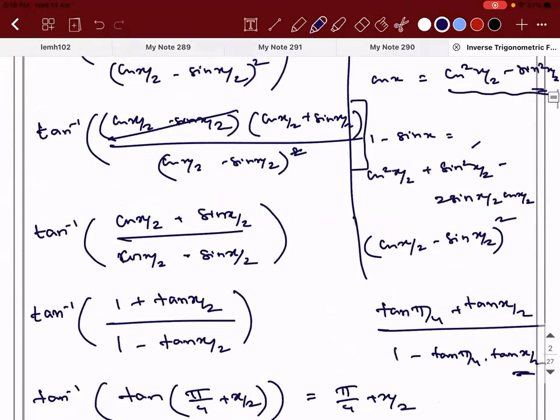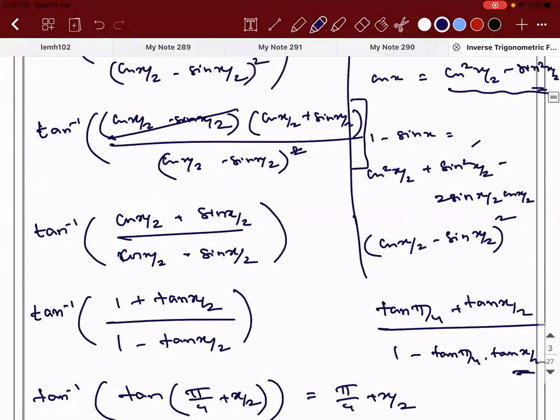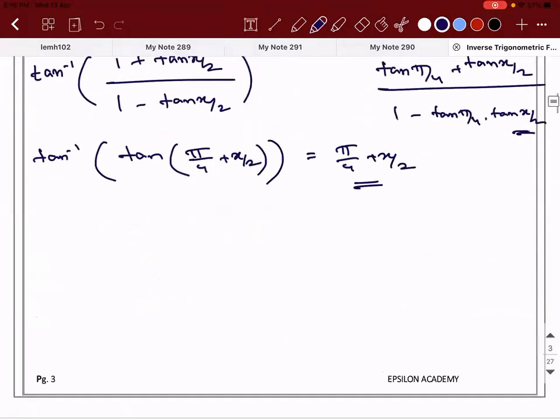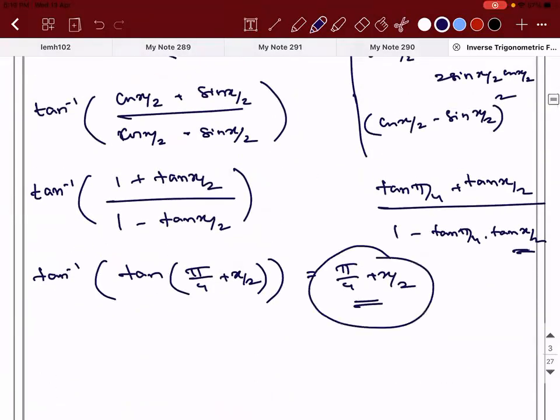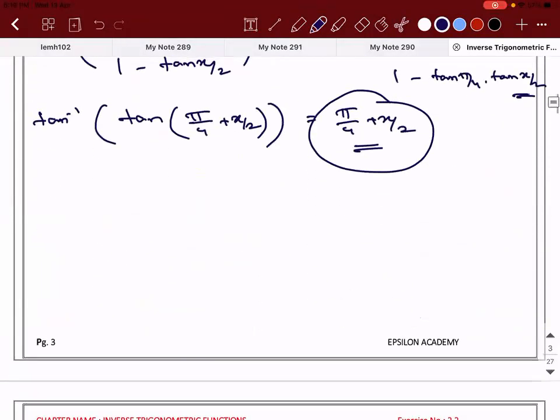Anyway, you need not think this much. Has everyone understood? You're able to understand, right? So it is pi by 4 plus x by 2. Shall we try the next one?